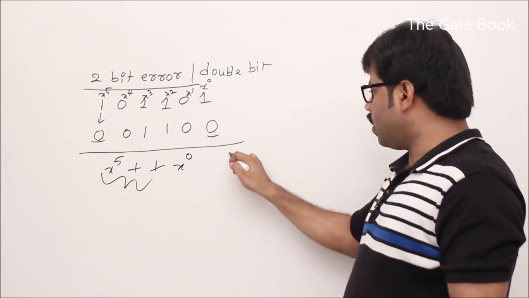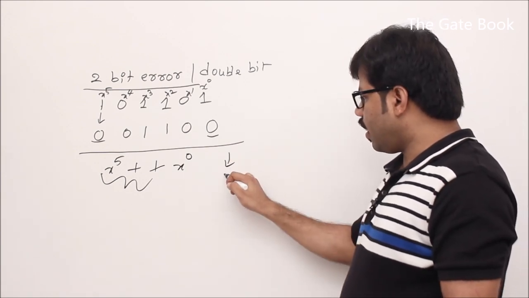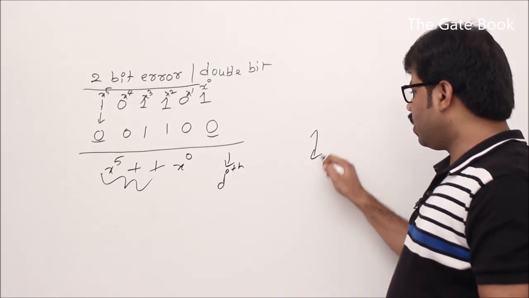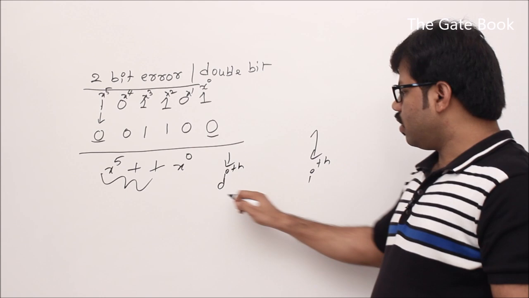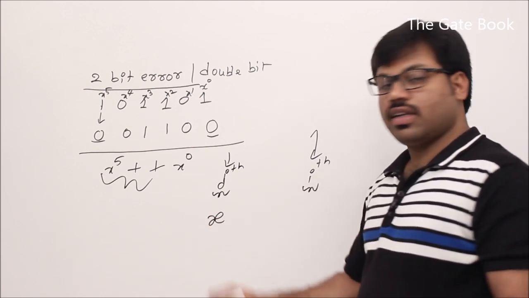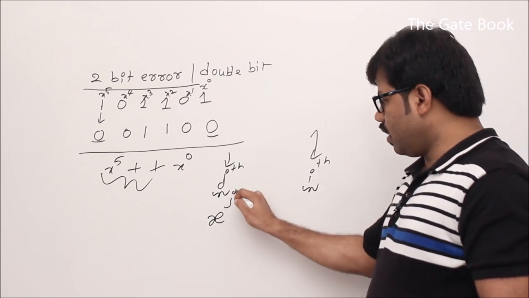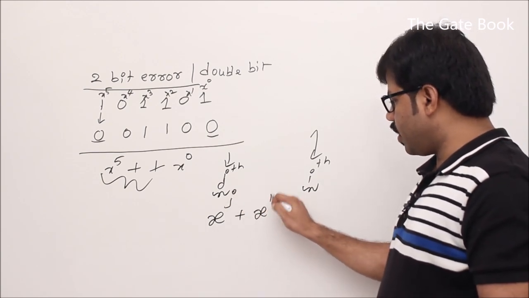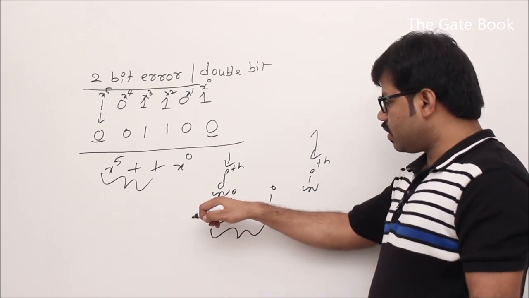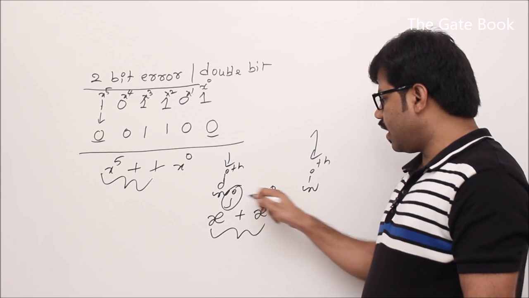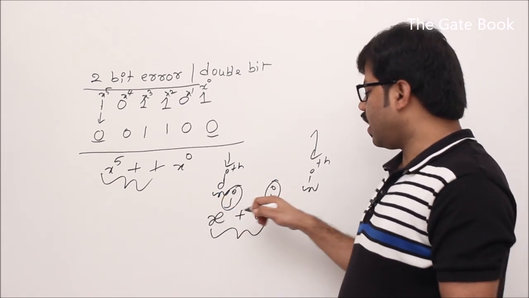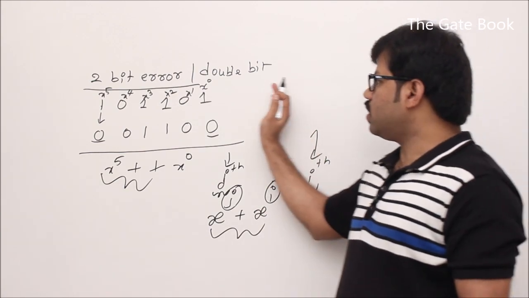Similarly, if there are two errors, one at, let's say, the ith position and the other at the jth position, then this is still a 2-bit error. Then what is the error polynomial for that? x power j plus x power i. Remember it. That means any 2-bit error can be represented as x power j plus x power i, where j, i indicate the positions, right? So j is the jth position, i is the ith position, and my positions start with 0.